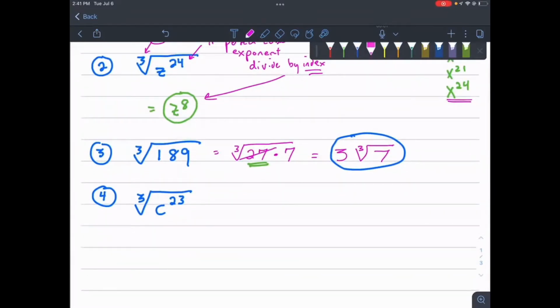So what we can do is rewrite this as c to the 21st, which we know is a cube, times c to the second. This is still c to the 23rd, but the c to the 21st we can take out. You'll do 21 divided by 3, 21 divided by the index. So on the outside, it's going to be c to the 7th, and then the c squared has to stay inside.